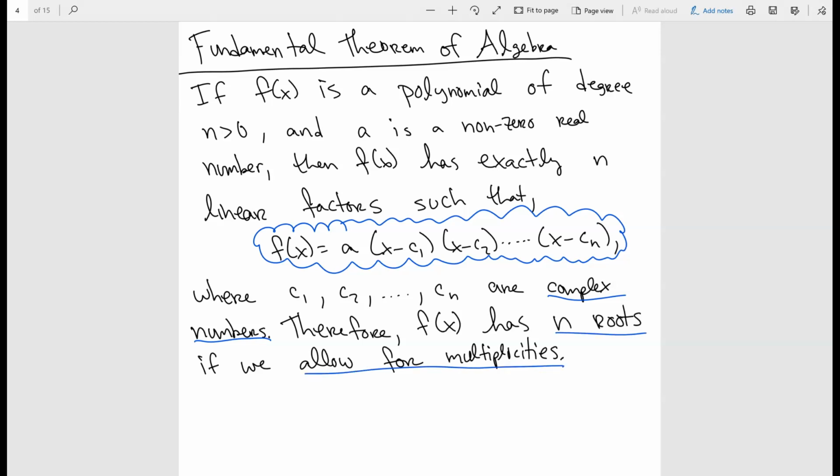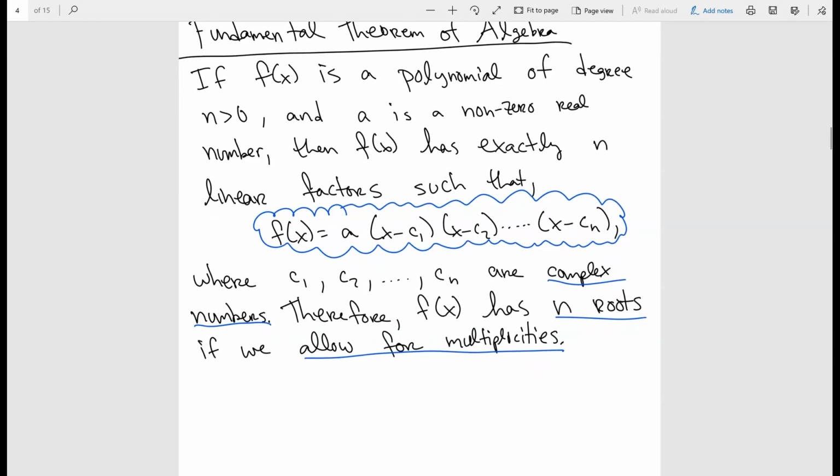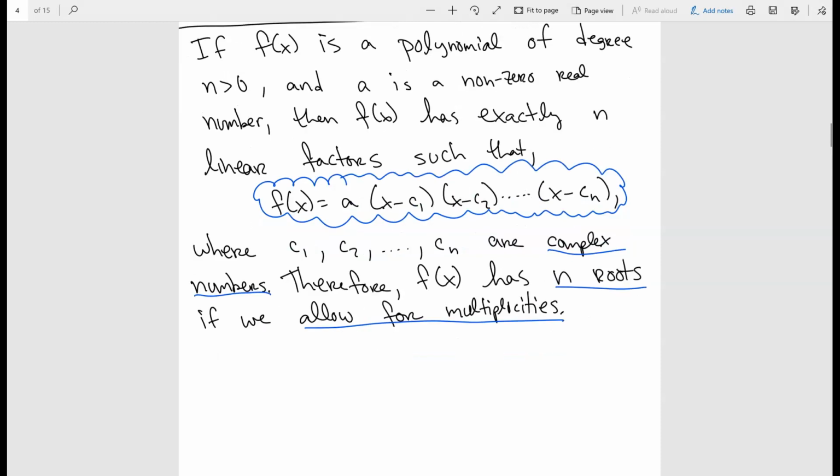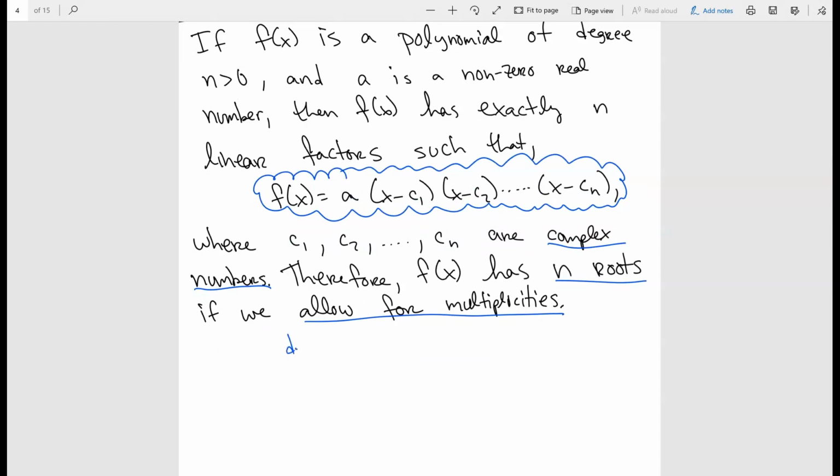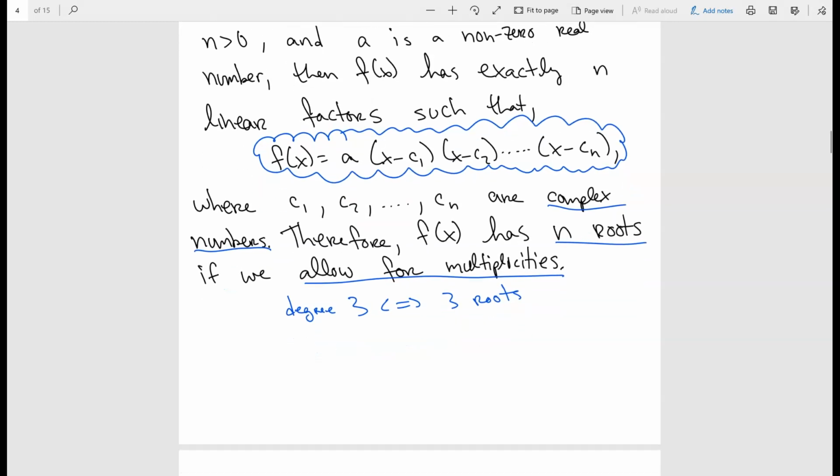So basically, what you want to get from here is that if you have a degree 3 polynomial, then you will have 3 roots, and some of these may be complex. If you have a degree 10 polynomial, then you're going to have 10 roots. Some of them are going to be complex as well, and some of them may have multiplicities as well. So just something to remember.